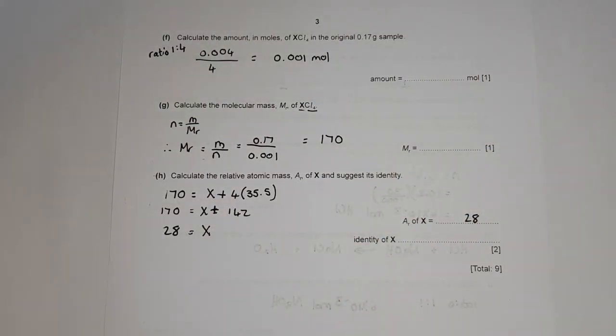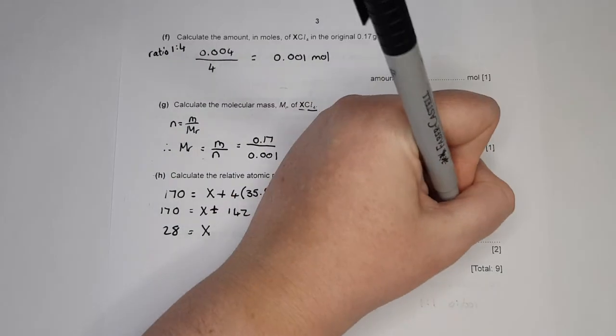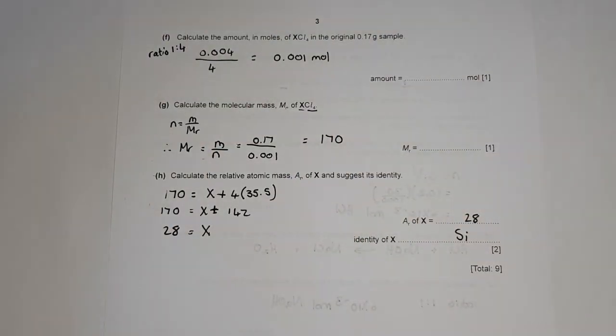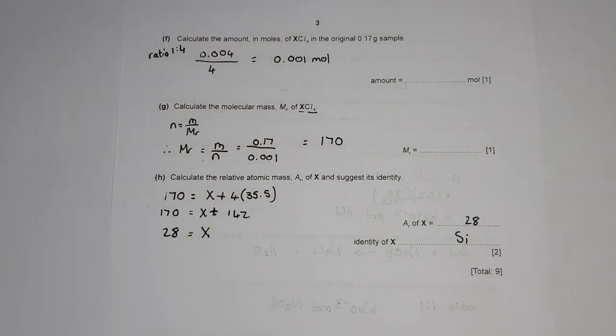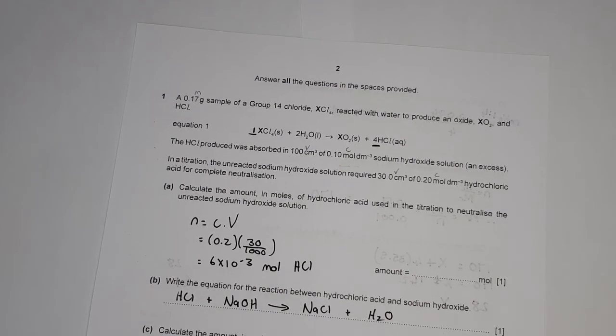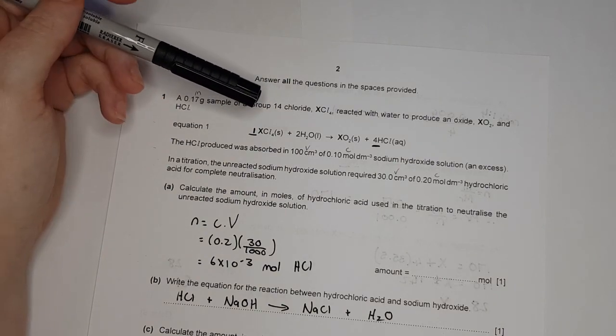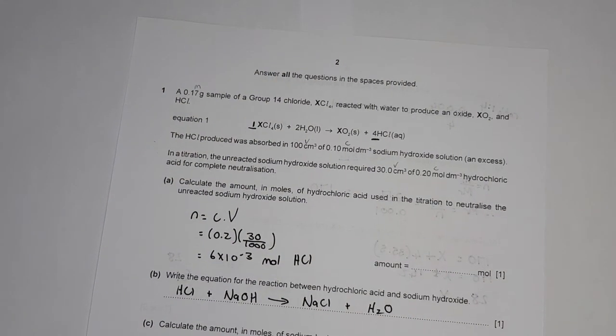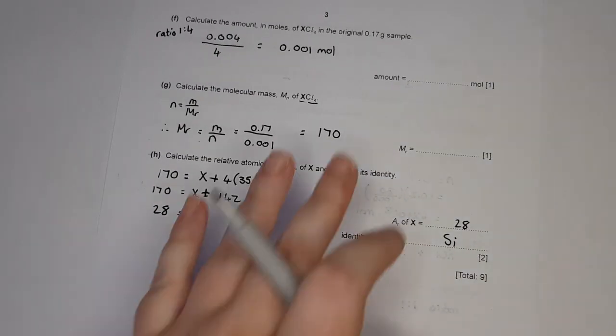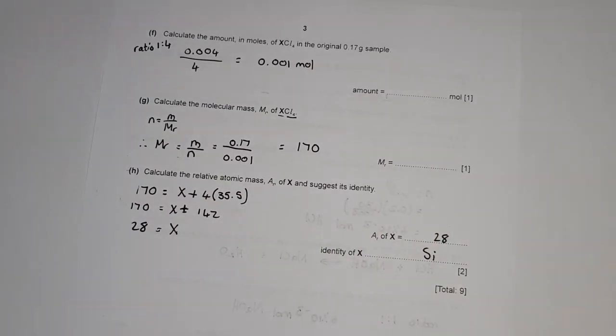And if we look on the periodic table for a mass number of 28, we find that it matches silicon, which makes sense because we were told it was a group 14 chloride and silicon is in group 14. So then we know that our answer is correct with all of our calculations.